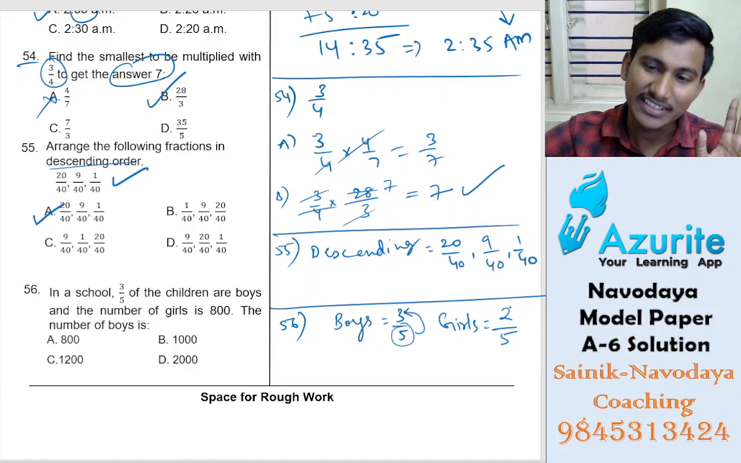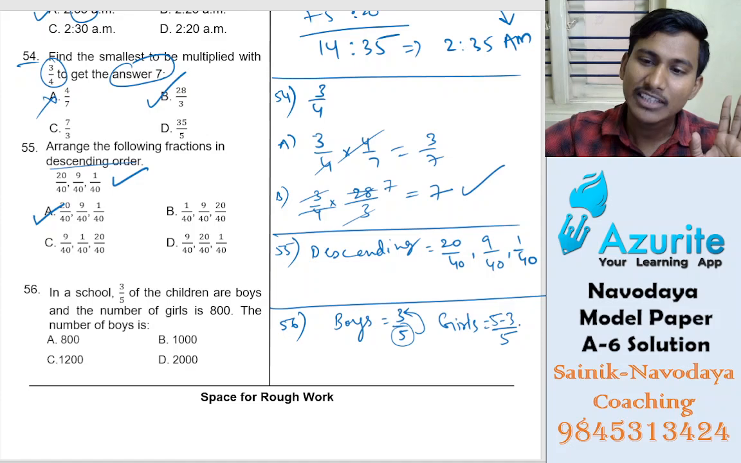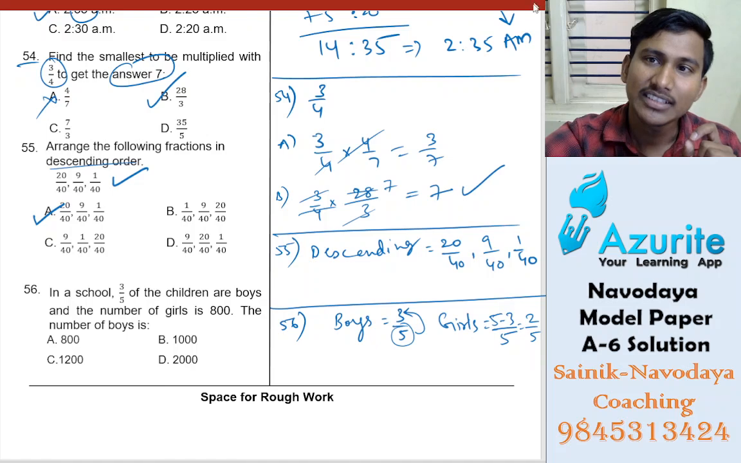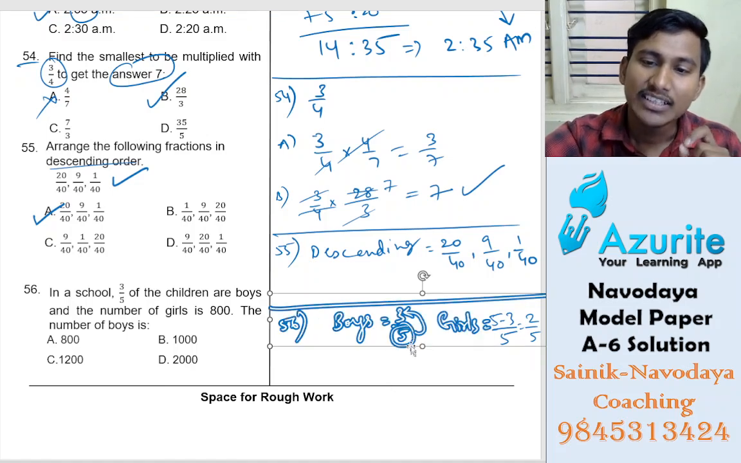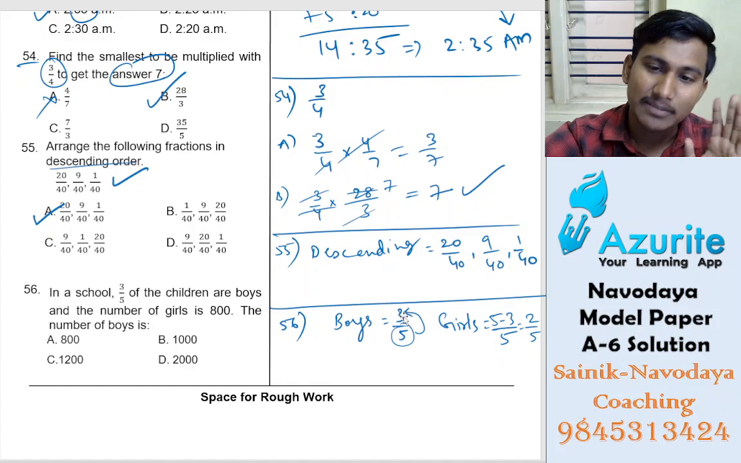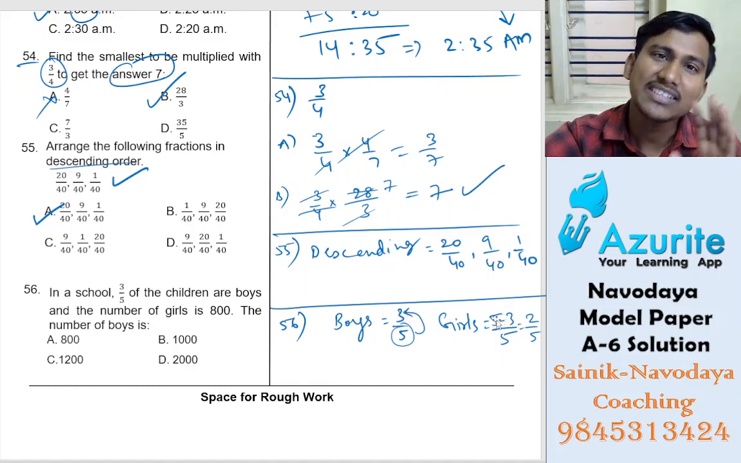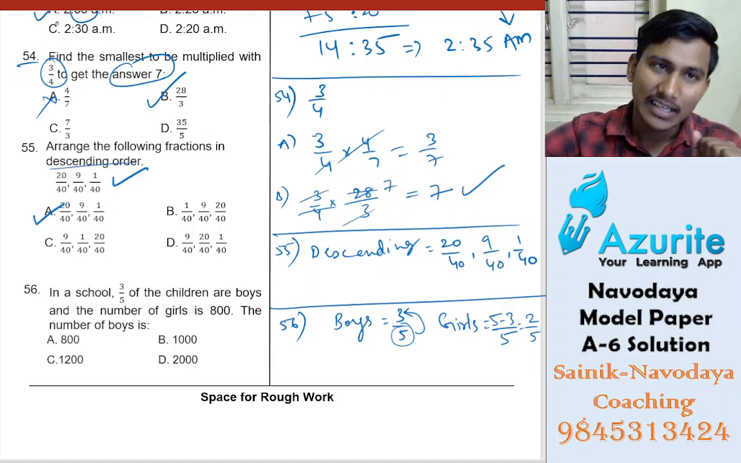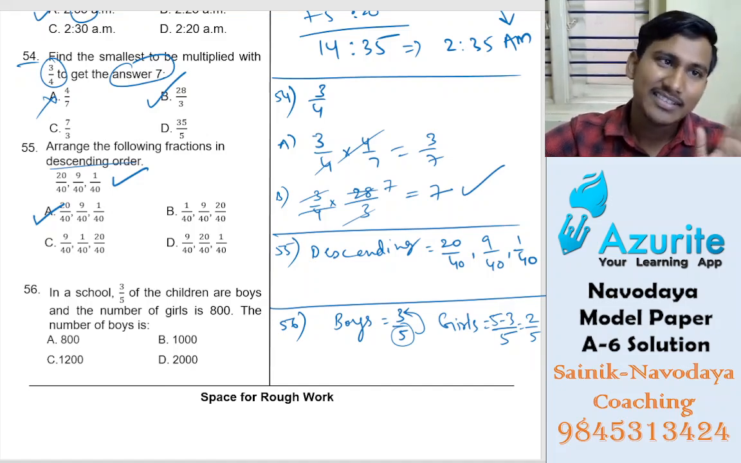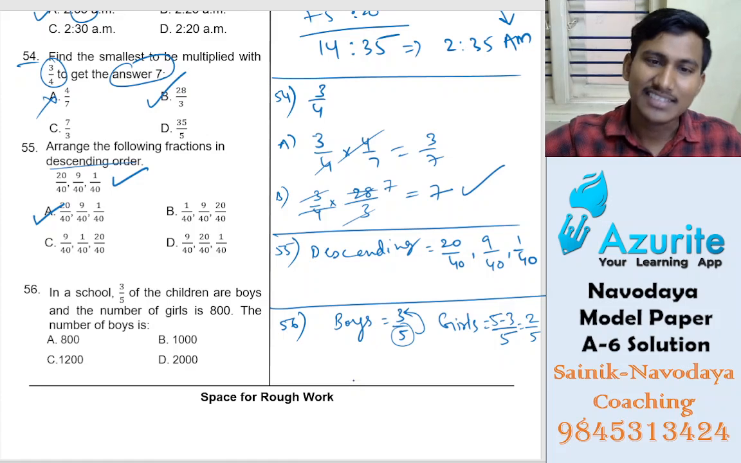That is you minus it. So that is 3 minus, 5 minus 3, that will be 2 by 5. Total are 5 here. So from 5, 3 are boys, so girls will be 5 minus 3, that is 2. So that is 3 plus 2 is 5, right? So 2 will be girls. Yes, very easy.